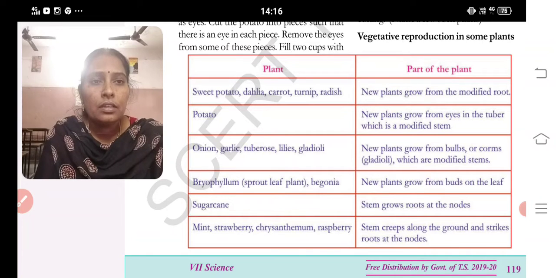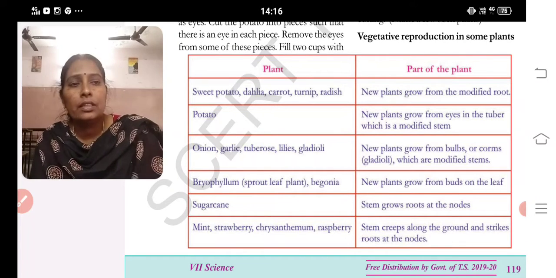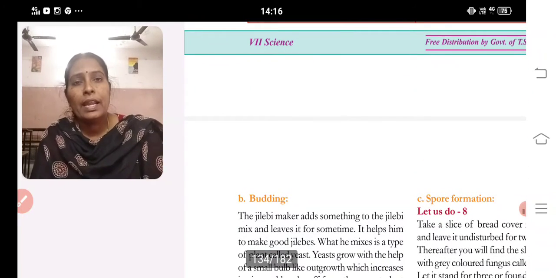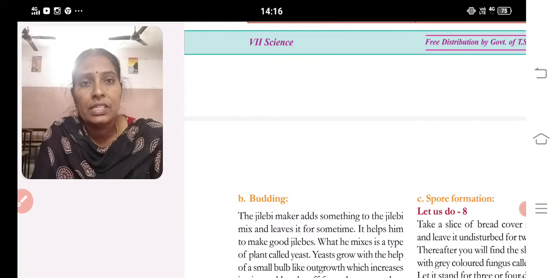Onion, garlic, tuberose, lilies, gladioli: new plants grow from the bulbs or corms. Bryophyllum: a new plant grows from the buds on the leaf. Sugarcane: the stem grows roots at the nodes. Mint, strawberry, chrysanthemum, raspberry: the stem creeps along the ground and strikes roots at the nodes. These are the different ways of reproduction in plants, and asexual reproduction without seed.